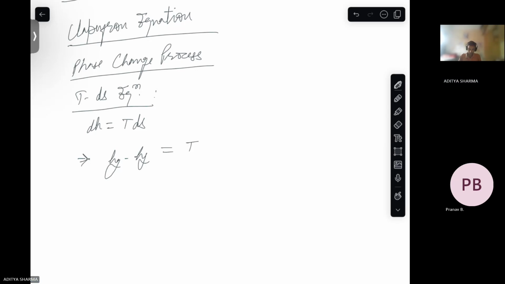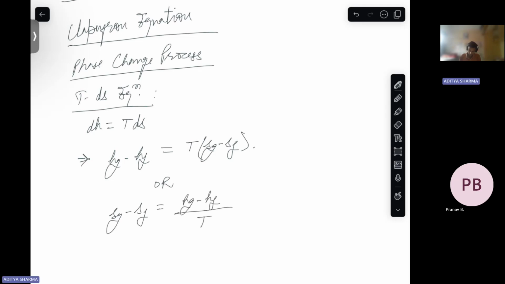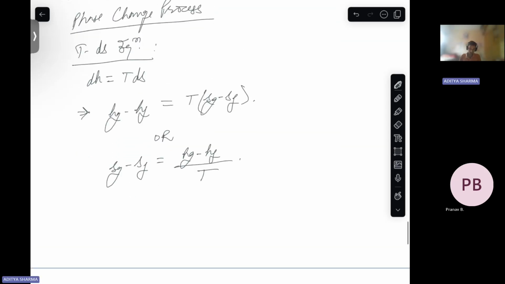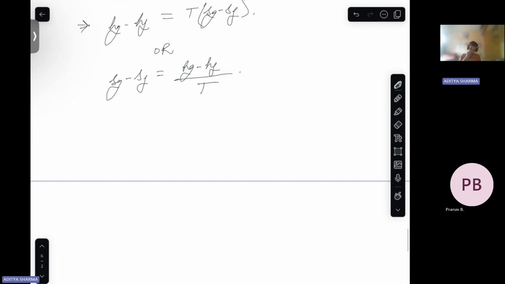T times (sg minus sf), or sg minus sf equals hfg by T. So this is how, in case of a phase change process, we define the specific entropy and specific enthalpy, right?